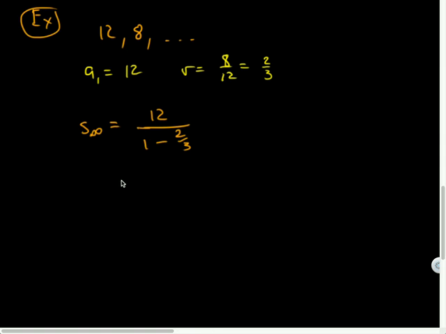So, anyways, that's going to be 12 over, what's 1 minus 2/3? 1/3. 1/3. You could do some fraction work if you want. 36.